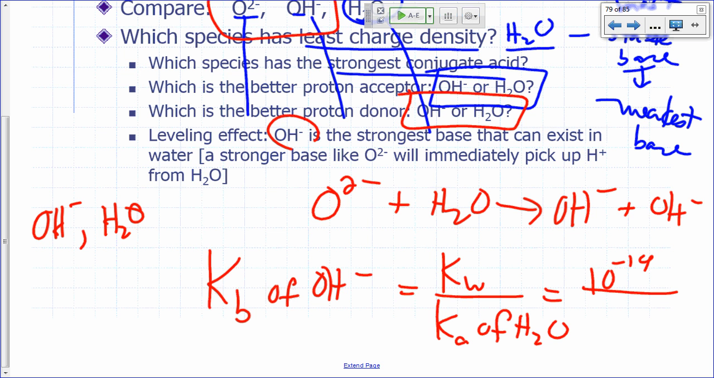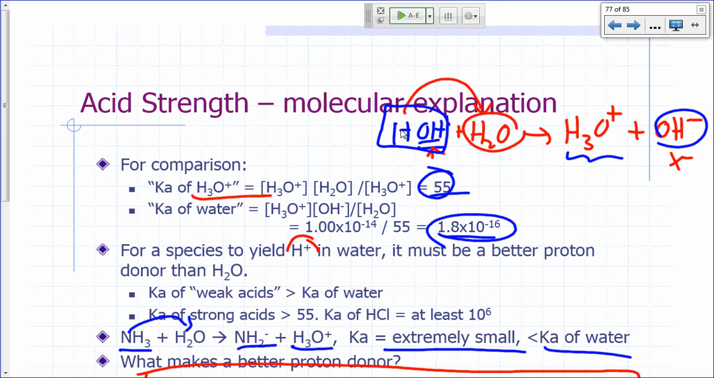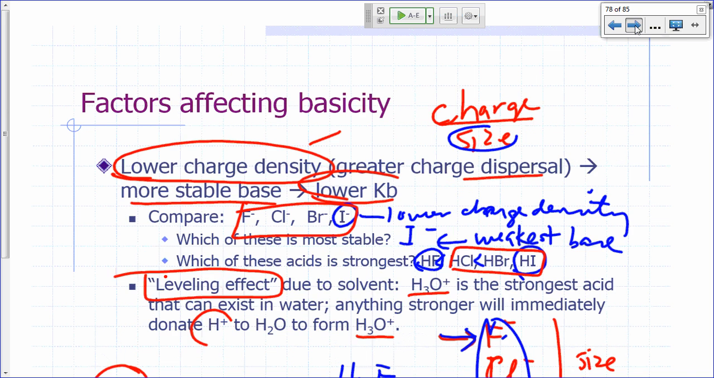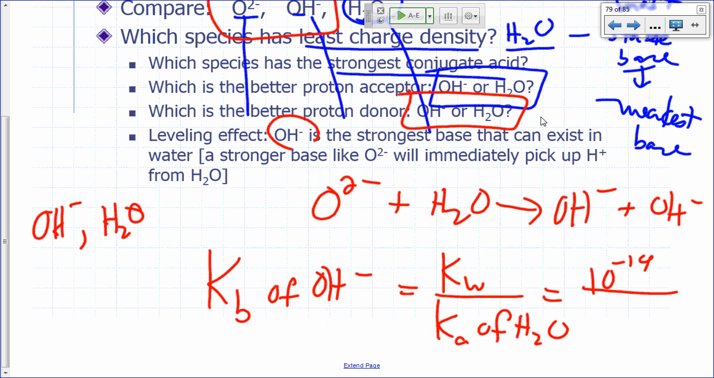What was the Ka of water? Go back. Ka of water is Kw over 55, right? So 10 to the negative 14 over 55. So the Kb of hydroxide is 55. So the Ka of the strongest acid in water is 55. The Kb of the strongest base in water is also 55. Okay? The Ka of water is 10 to the negative 14 over 55.